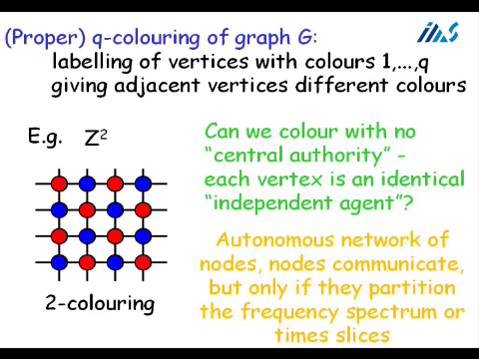This sort of question has been looked at in computer science, because if you have an autonomous network of agents that want to communicate with each other, sometimes they have to share parts of the spectrum or share time slices. And in order to do this sharing, they have to pick a coloring on a suitable graph.